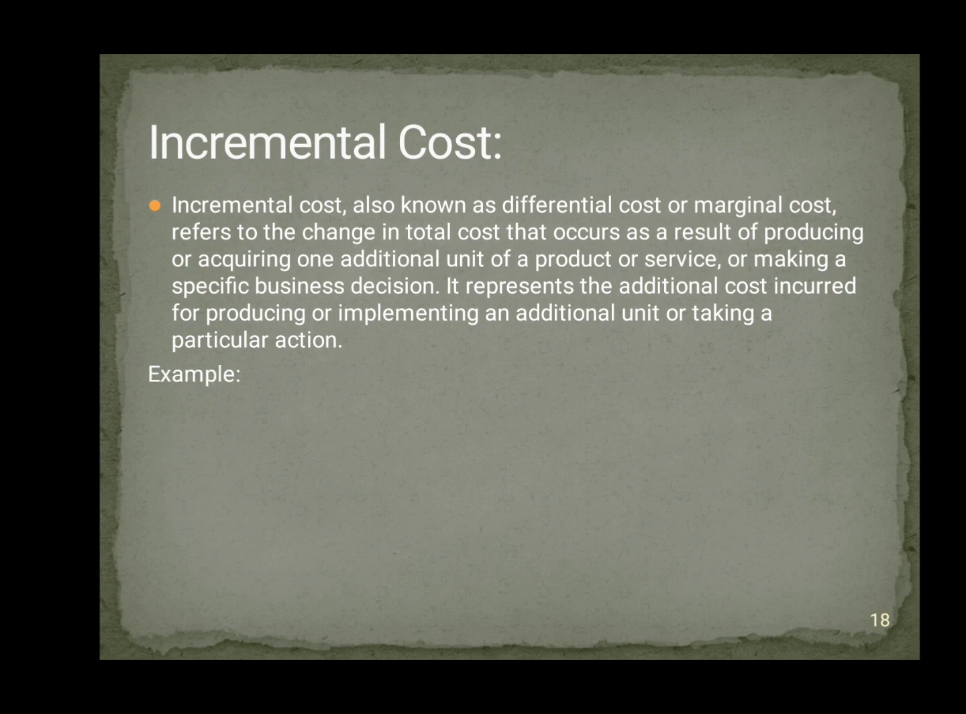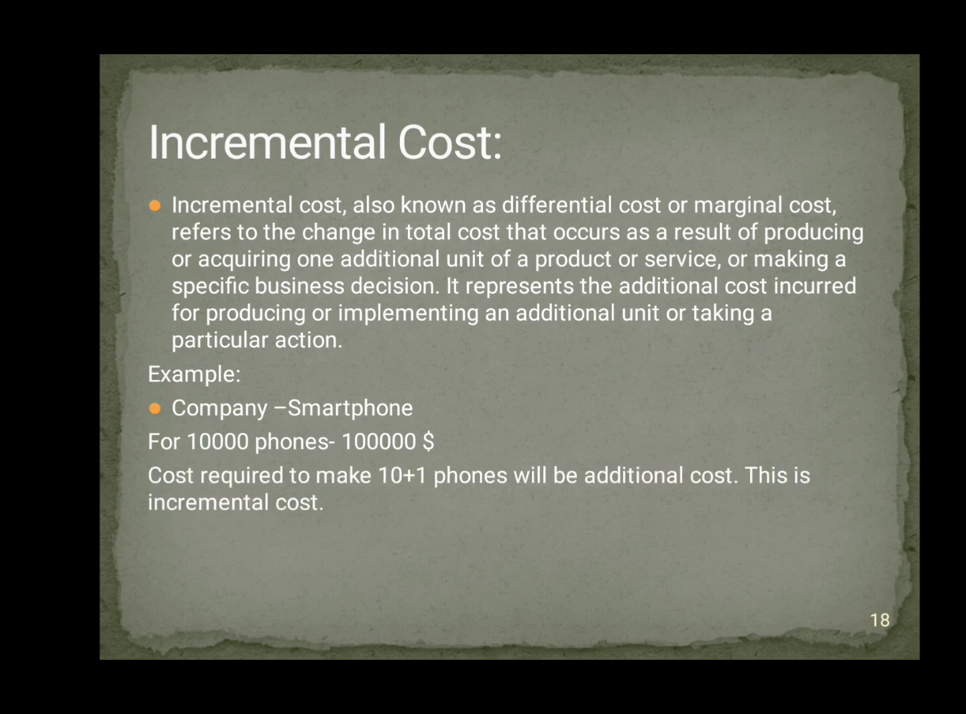Example for this, let's consider a manufacturing company that produces smartphones. The company currently produces 10,000 smartphones for 1 million. To increase the production to 10,001 units for sale, the company would incur additional cost including raw material, labor, and other expenses. Suppose the cost of producing one additional smartphone is, let's take, $100. In this case, the incremental cost of producing the 10,001st smartphone would be $100, right? This is the incremental cost.